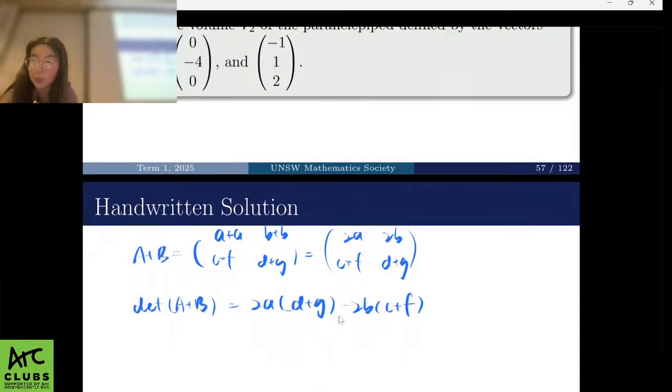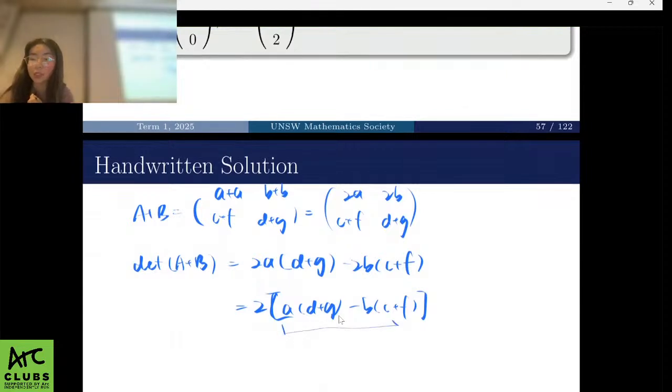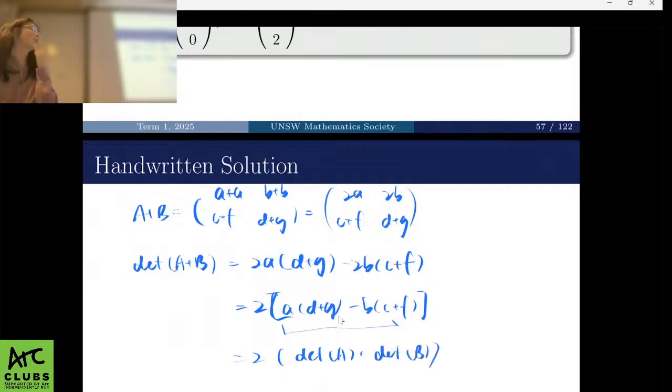So what we can do is factorize the 2, and then we have A of D plus G minus B of C plus F. So in this part, that is essentially just the sum of our determinants of A and B. Okay, so we have this expression right here.